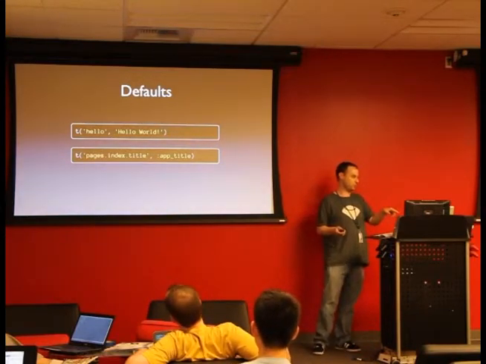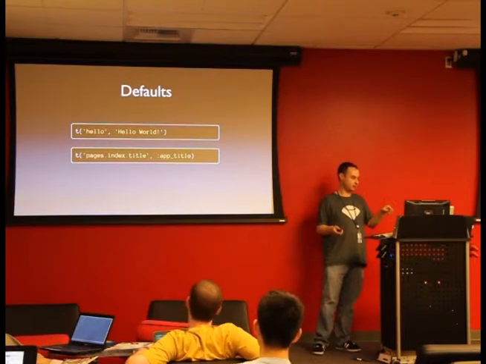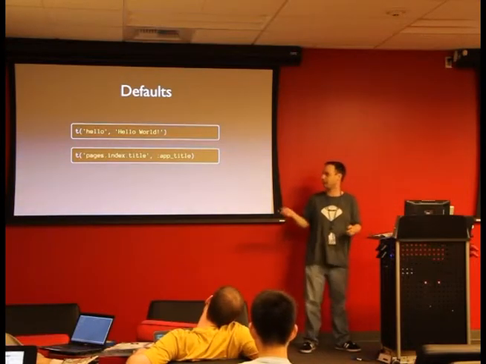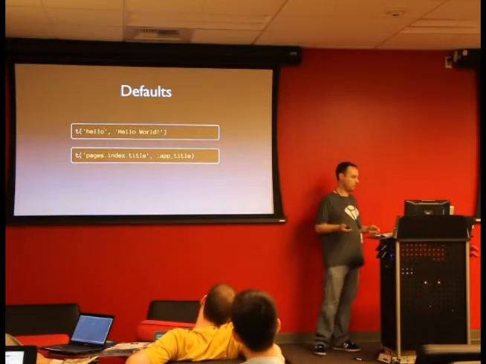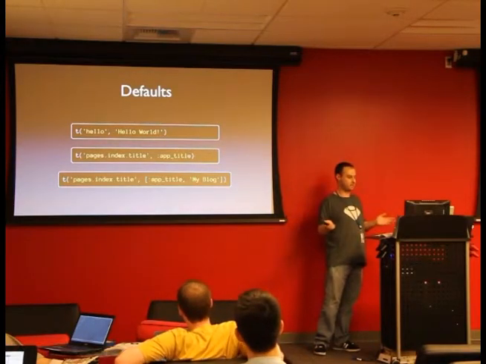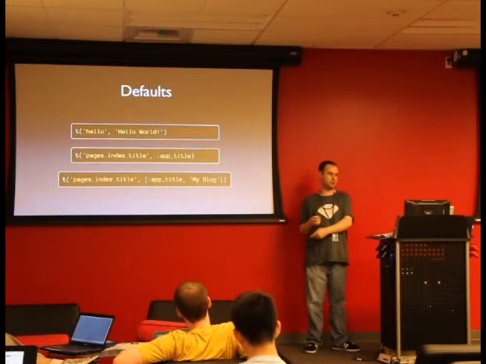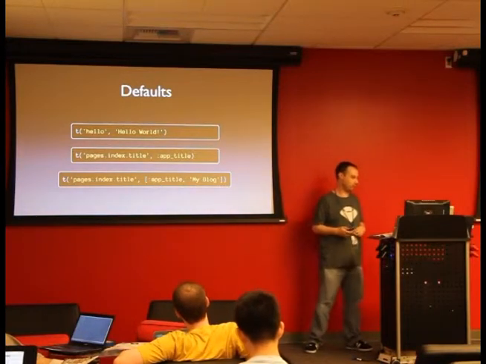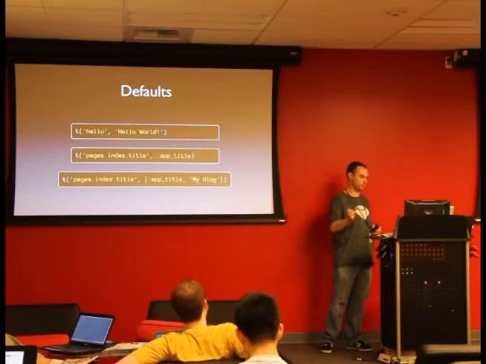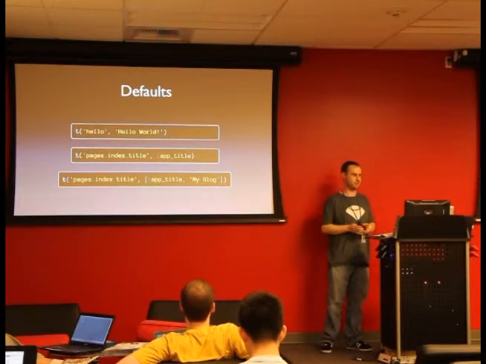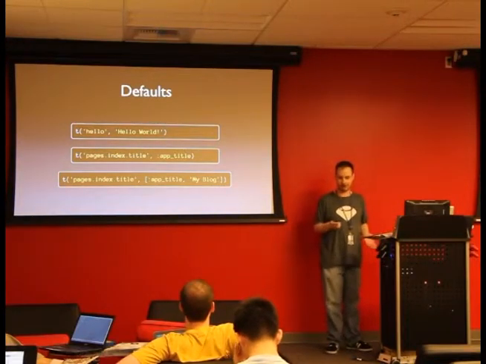So this will first try to look up pages.index.title. If it doesn't find that, it'll try to look up app_title. And finally, you can pass an array as the default, and it'll go through the array in order until it finds something that matches. Although it doesn't make sense to have an actual string anywhere at the end of this array, because once there's a string, it'll obviously match.